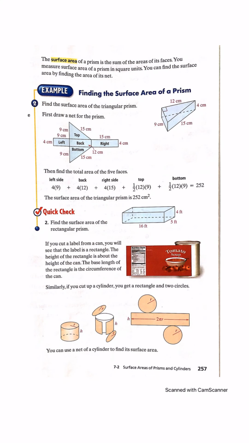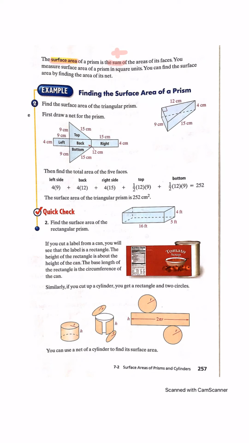The next vocabulary we're looking at is surface area. The surface area of a prism is the sum, another word for sum is addition, of the area of its faces. You measure surface area of a prism in square units. You can find the surface area by finding the area of its net.